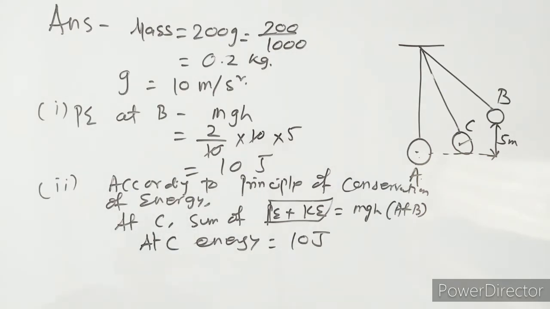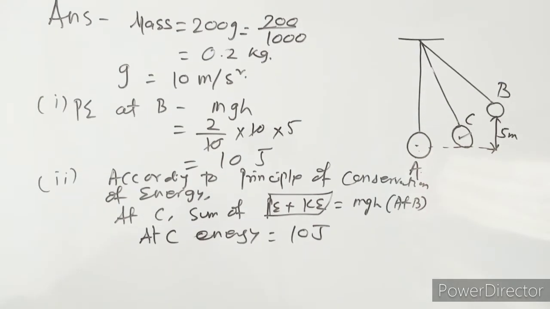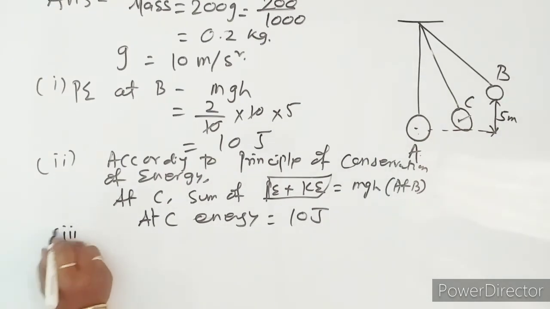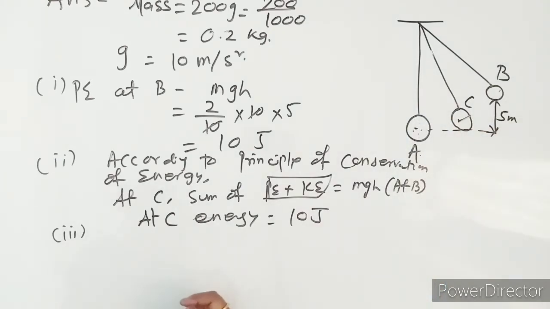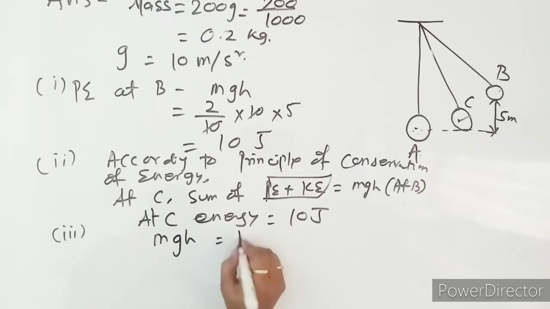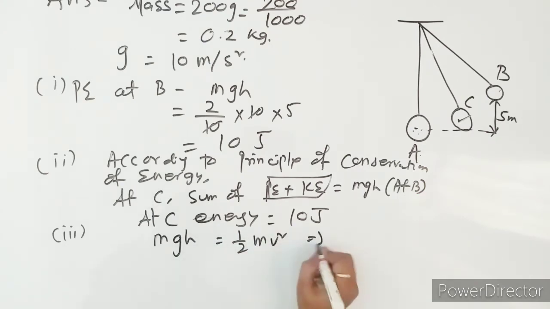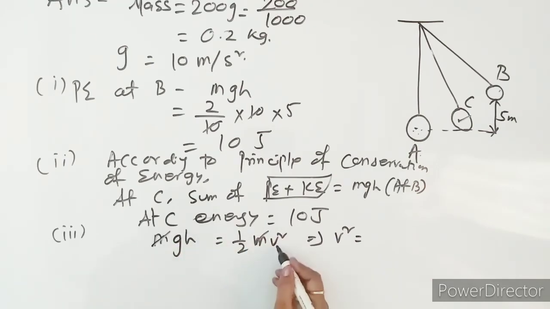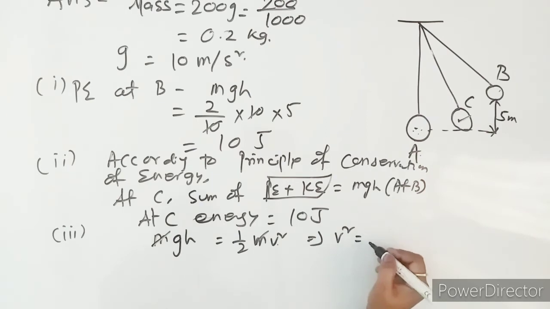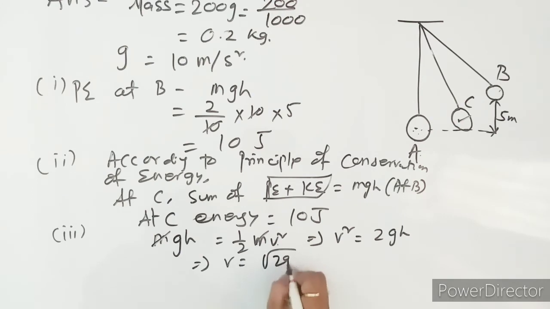So what is the third bit? It is given: what is the speed of the bob at position A when it is taken from this side to this side. So here, the potential energy equals mgh and kinetic energy equals half mv square. Here we are getting v square equals 2gh. So v equals root over 2gh.